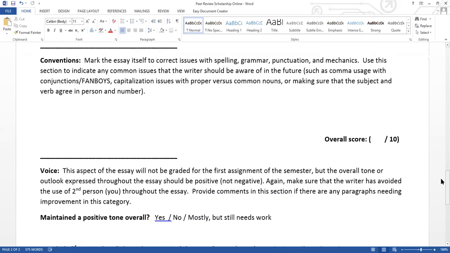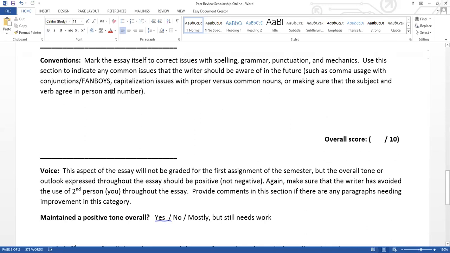Conventions. I'll make a separate video about a couple of these, but some of them you should already know. Mark the essay itself to correct issues with spelling, grammar, punctuation, and mechanics. That's what conventions means. You'll use this section to indicate common issues that the writer should be aware of in the future, such as comma usage with conjunctions or fanboys, capitalization issues with proper versus common nouns, or making sure that the subject and verb agree in person and number.